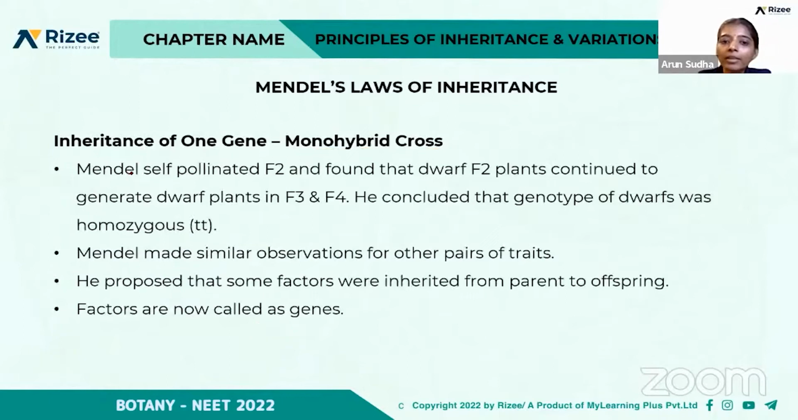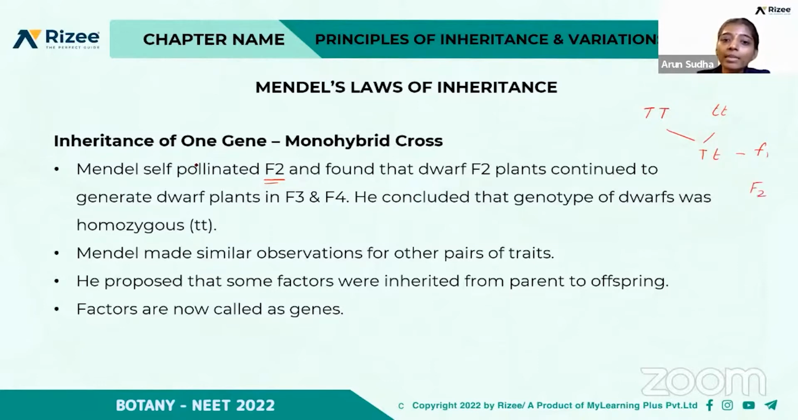So Mendel self-pollinated that. We saw up to F2, right? First he took two pure lines and they formed a heterozygous F1 generation, and he self-pollinated these heterozygous plants, and we got the different ratio in the F2 generation.